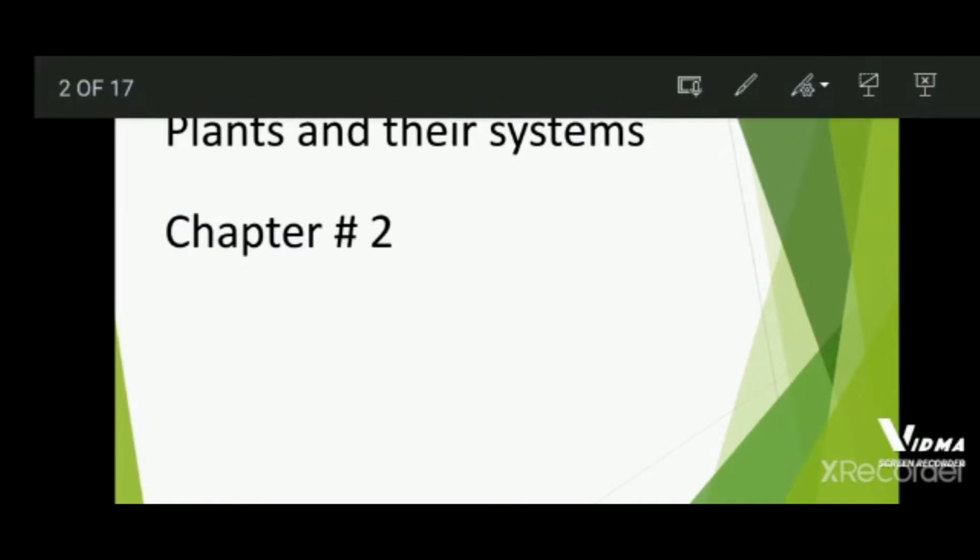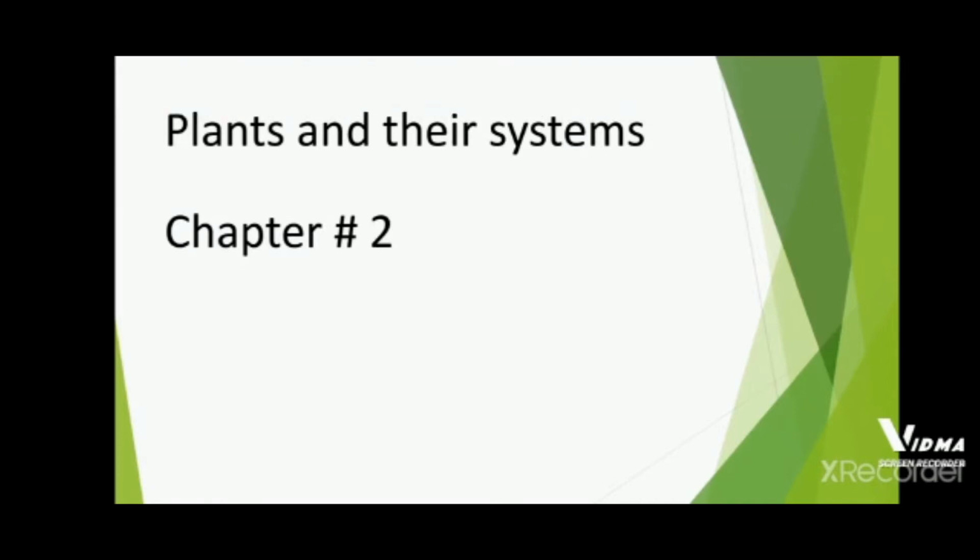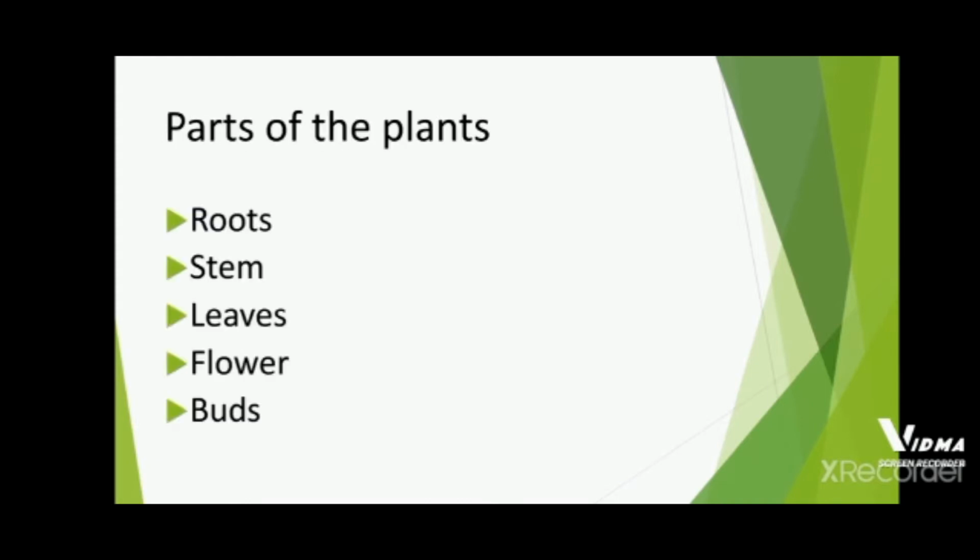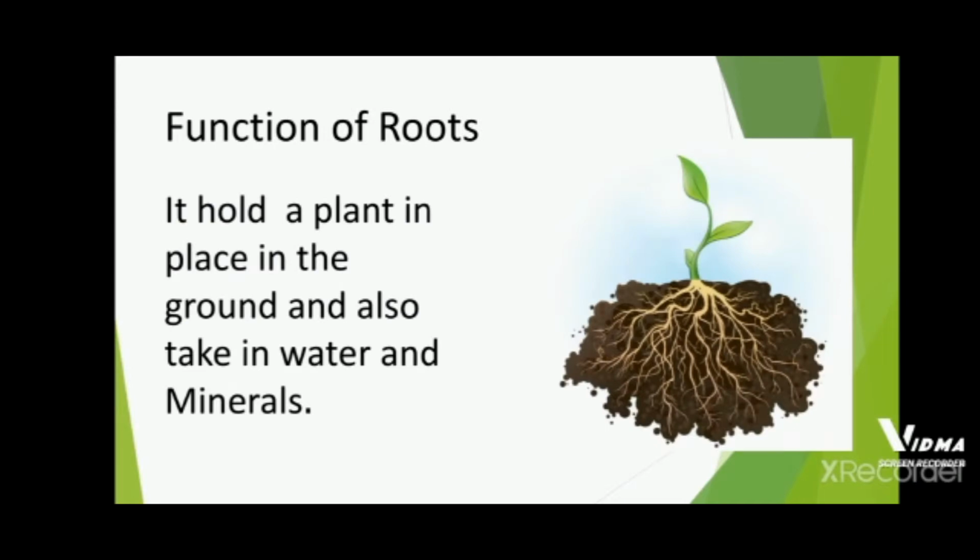I am going to explain your first chapter, that is Plants and Their Systems, which is chapter number 2 of your book. Firstly, you should know about the parts of the plant. There are different parts of the plants, but the important parts are root, stem, leaf, flower and buds. Now we will discuss their functions separately.